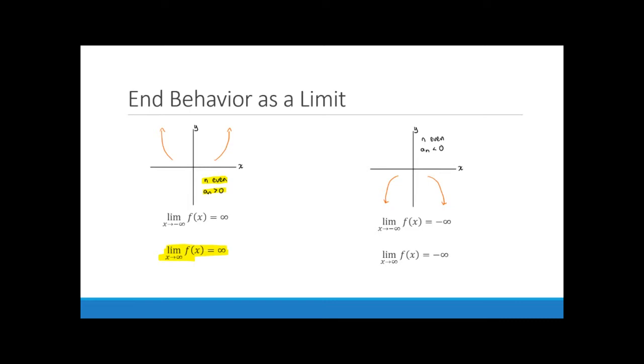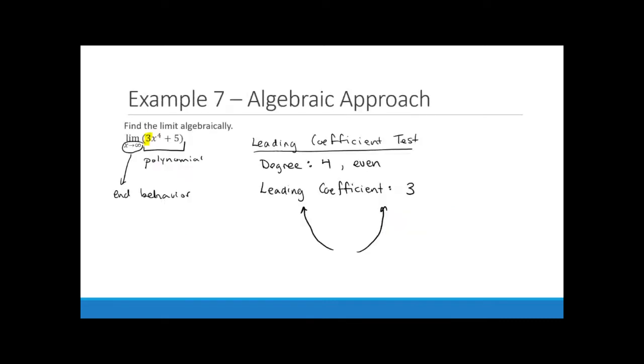So once you've determined all of that, we're looking at as x goes to infinity, the right side, which is going up to infinity. So we would write the limit as x goes to infinity of 3x to the fourth plus 5 is equal to infinity.